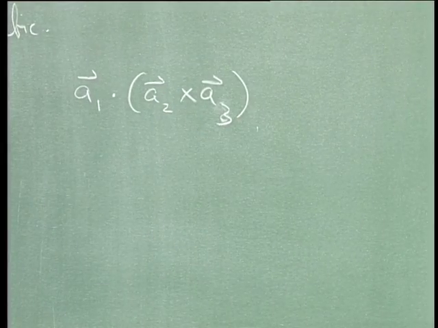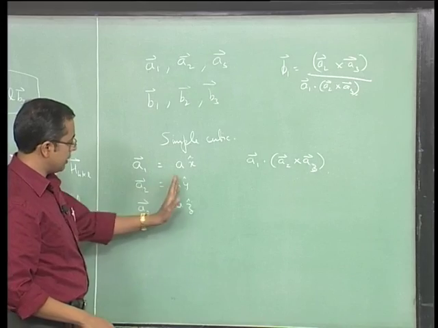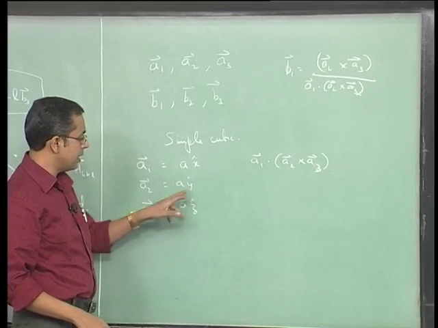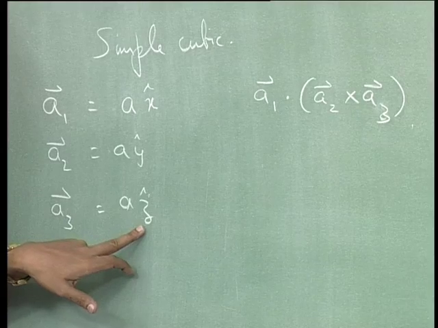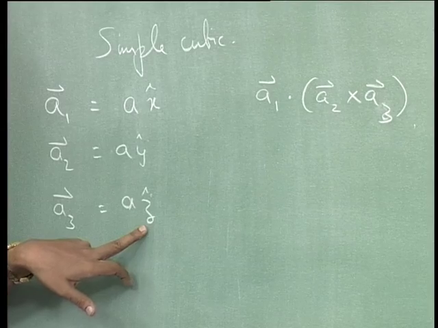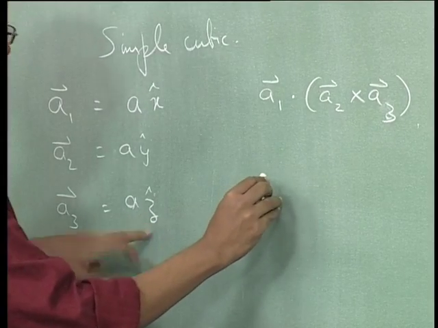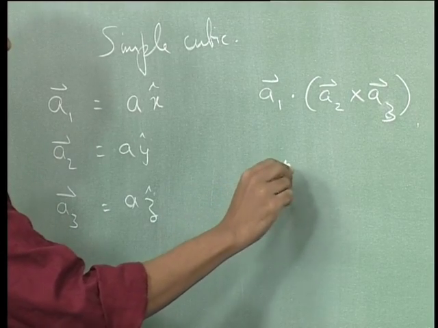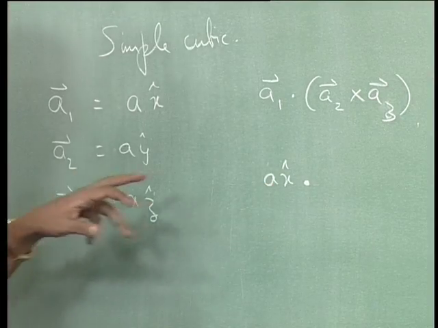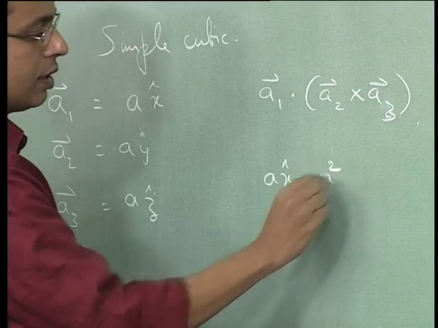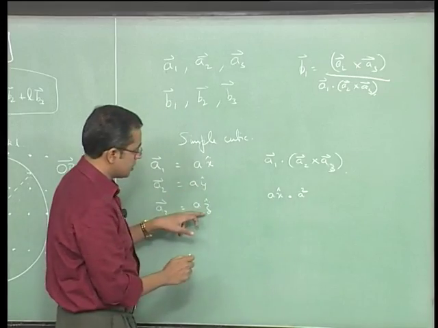What is A2 cross A3? The magnitude is simply A square. A2 cross A3 is A square, y cross z, and y cross z is x, if you have a 3 coordinate system. So A1 is still the same, A x cap, dot A2 cross A3. We pull out the 2 A's, so we get A square, and y cross z is x.